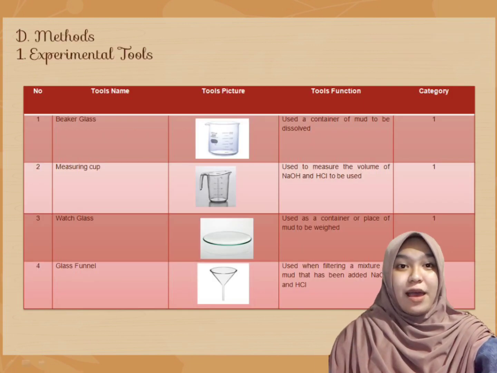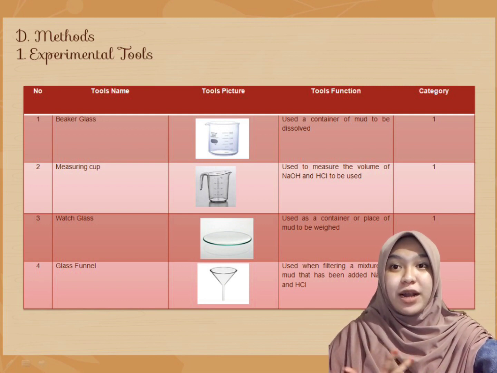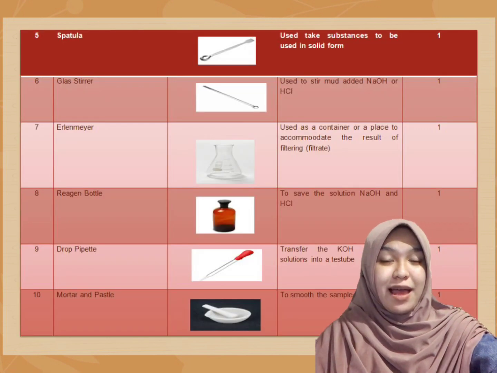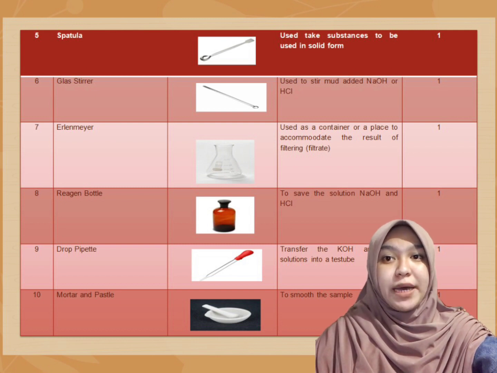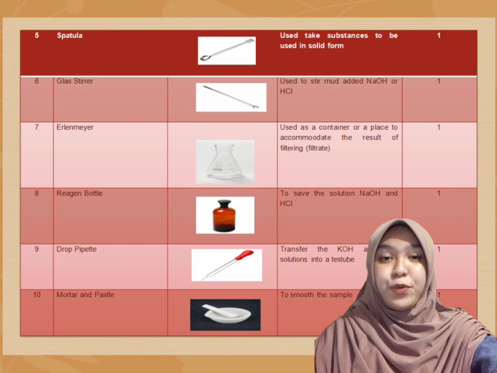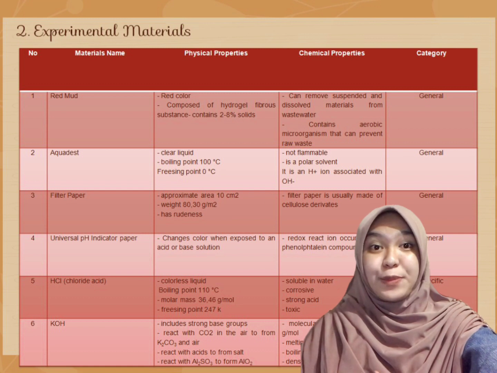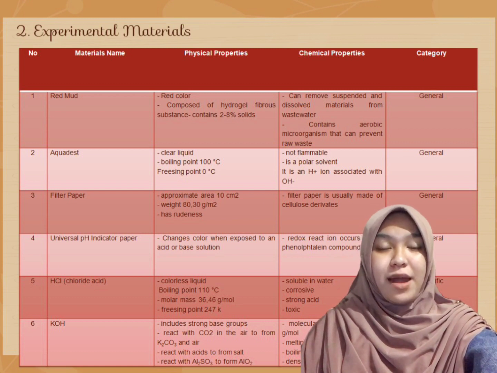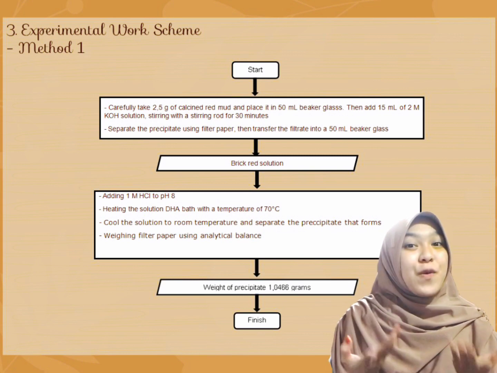Next, the method. The experimental tools are beaker glass, measuring cup, watch glass, glass funnel, spatula, glass stirrer, Erlenmeyer, reagent bottle, drop pipette, mortar and pestle, analytical balance, magnetic stirrer, oven, and fume hood. The experimental materials are red mud, aquadest, filter paper, universal pH indicator paper, HCl, and KOH. And next, the experimental work scheme.